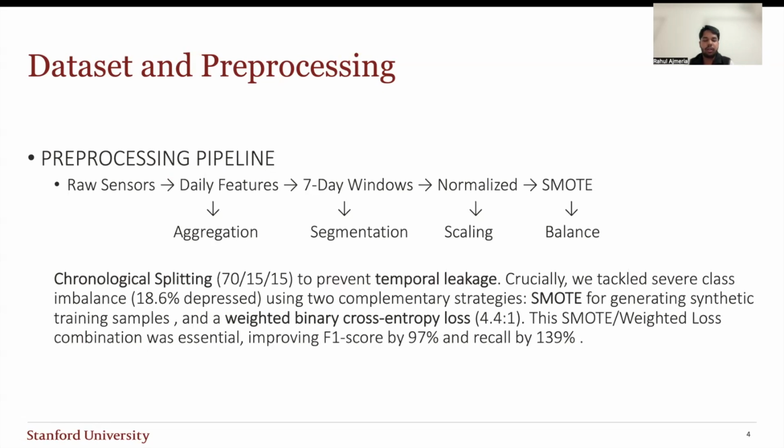This helps prevent overfitting and tries to improve the model performance. We applied a chronological split of 70, 15, and 15 for train, validation, and test sets to prevent temporal leakage. We also applied weighted binary cross entropy loss to provide more weightage to the minority class in the loss function. This combination was essential to improve the F1 score by 97% and recall by 139%.